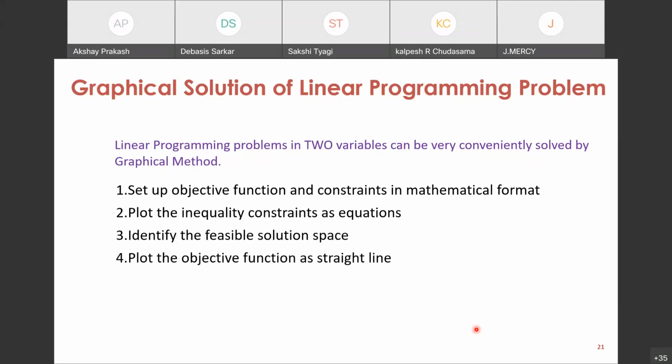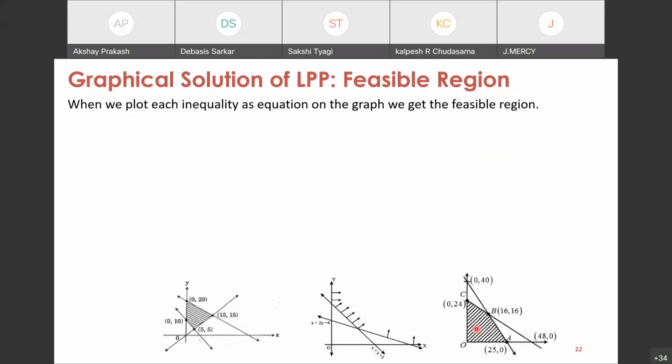Then plot the objective function, and that of course will be a straight line because it's a linear equation. Everything is linear here, everything will be straight lines. The feasible region will also consist of the intersection of several straight lines, and then determine the optimal solution. So let us see how you do that. When you plot each inequality as an equation on the graph, we'll get the feasible region.